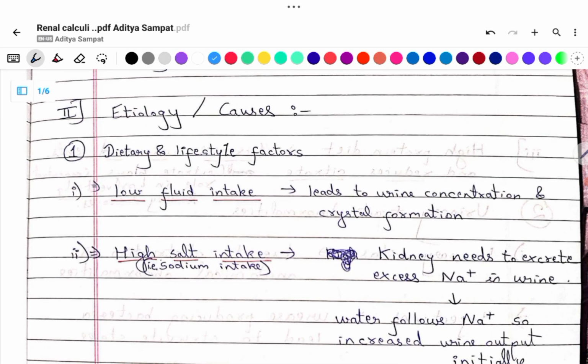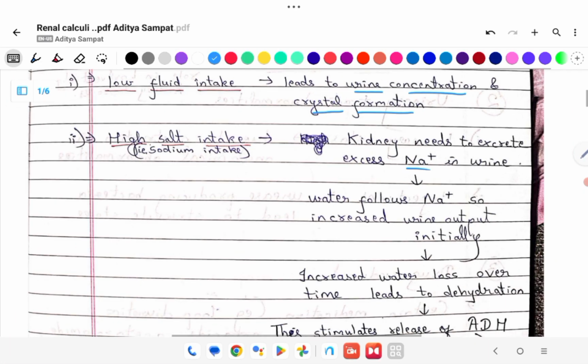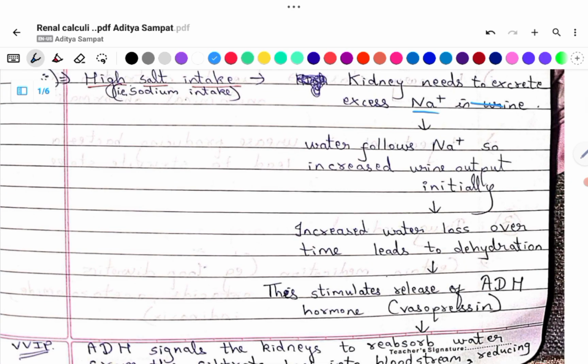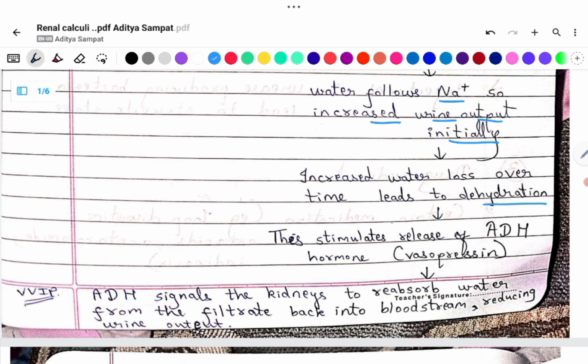First is dietary and lifestyle factors. Low fluid intake leads to urine concentration and crystal formation. Second is high salt intake. Kidneys need to excrete excess Na+ in urine. Water follows Na+, so there is increased urine output initially. Increased water loss over time leads to dehydration.